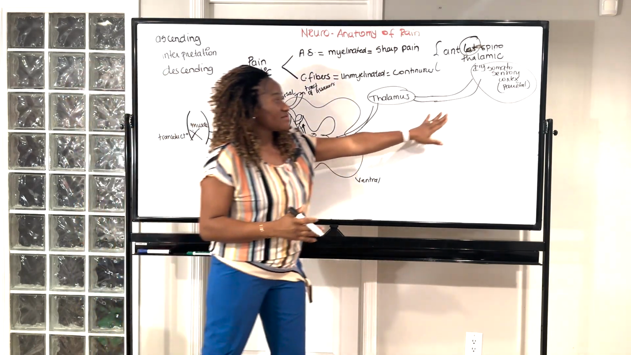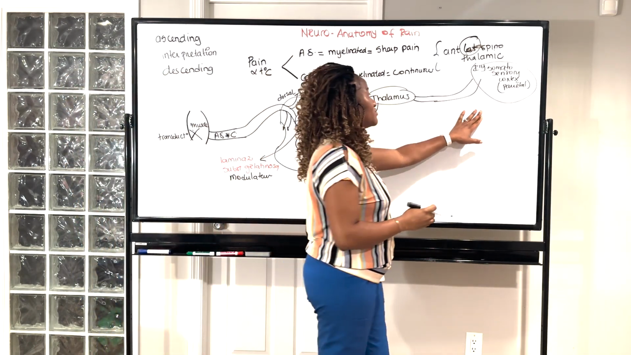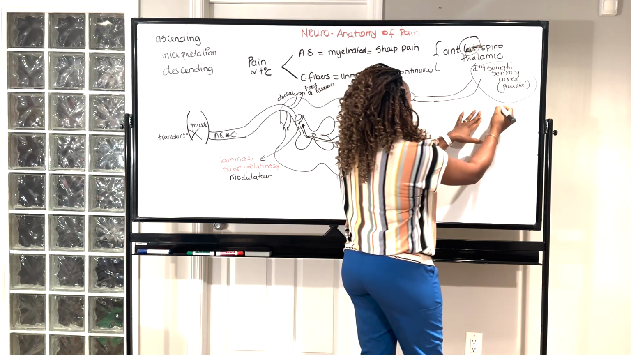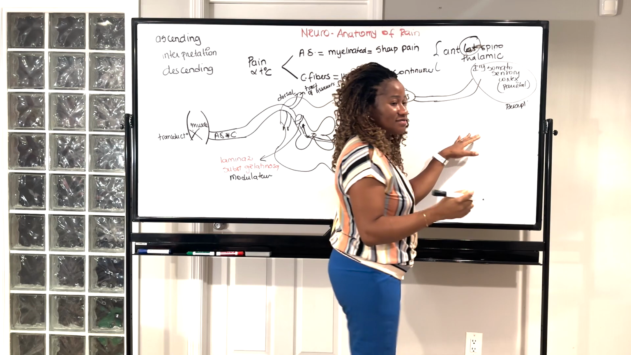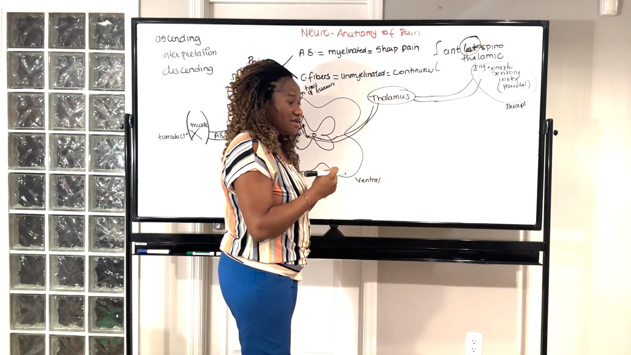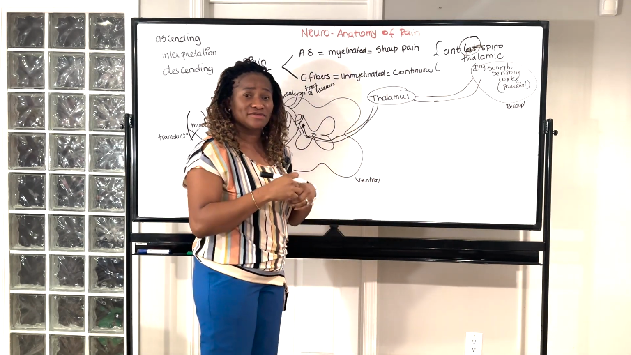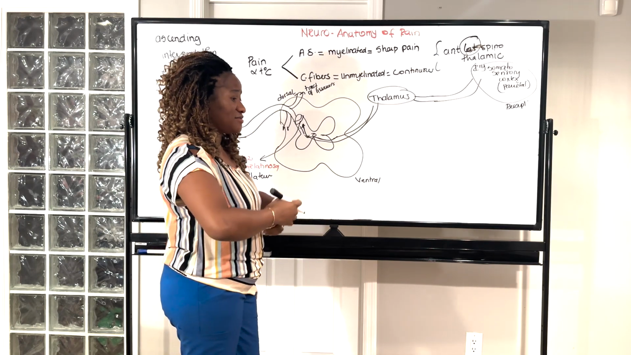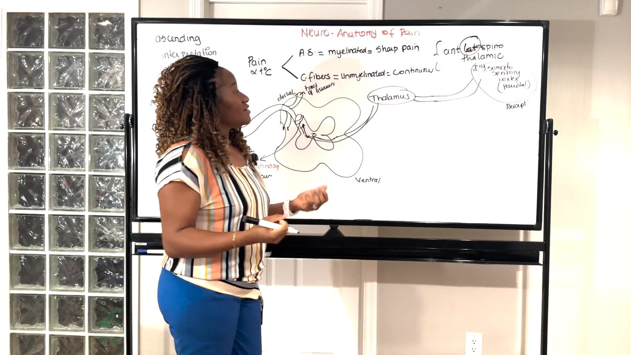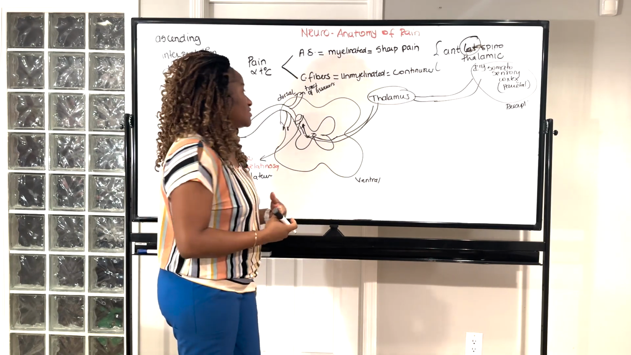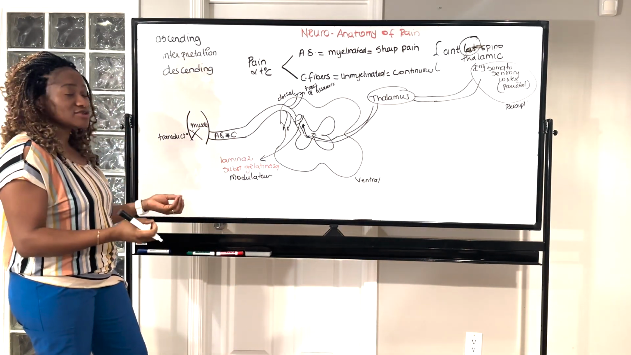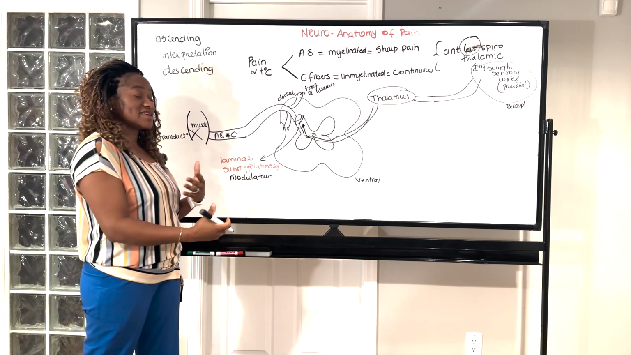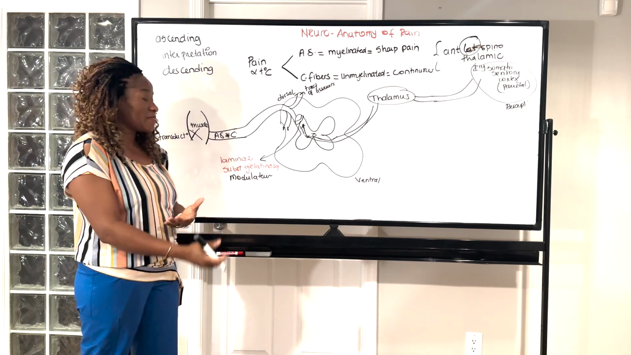And here, the information is going to go through the perception to give us the perception of sharp pain, the perception of dull pain, the perception of aching. This is where it's going to happen. So transduction is where the noxious stimuli is transduced into an action potential.